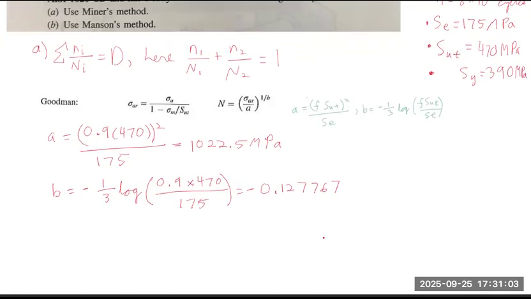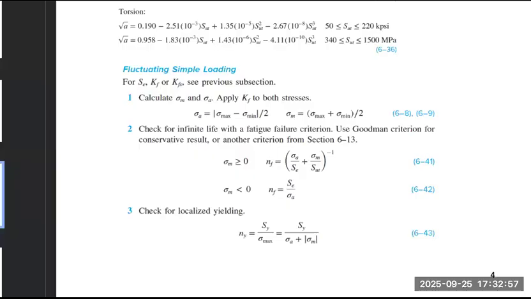So then we can calculate that n is equal to... or actually we cannot calculate n yet. We have to calculate sigma A and sigma m first. Sigma A, if you remember, is equal to... let's look at the equation chart. So sigma A is equal to sigma max minus sigma min over 2, and sigma m is equal to sigma max plus sigma min divided by 2.